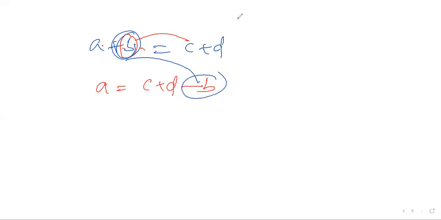Okay. In another case, if you wanted to shift the value of c to the left, a plus b minus c is equal to d. Plus means minus, minus means plus. That is clear. Step number 1.